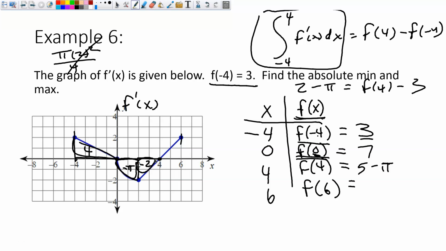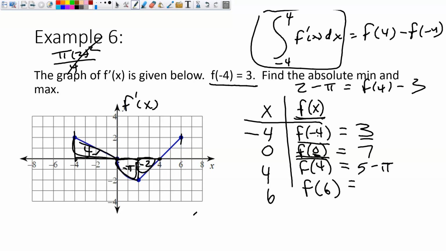Because these are the f values of the function, and you get the f values of the function by adding areas up, but it's not necessarily just the area. So for instance, f of 0 is 7, right? But if you integrate from negative 4 to 0, that's not 7, it's 4. So why is it 7?